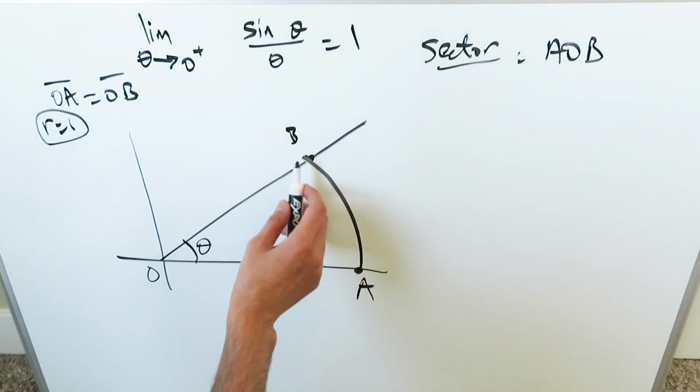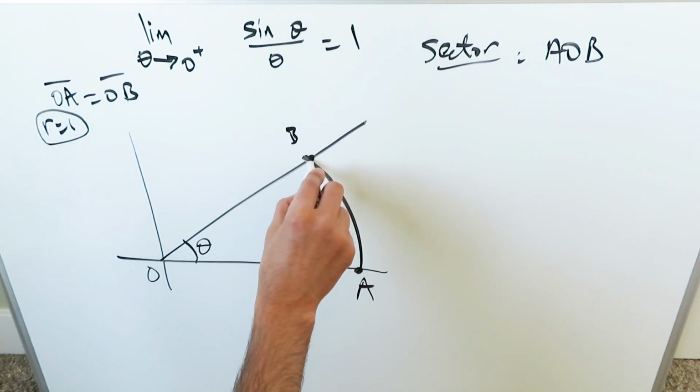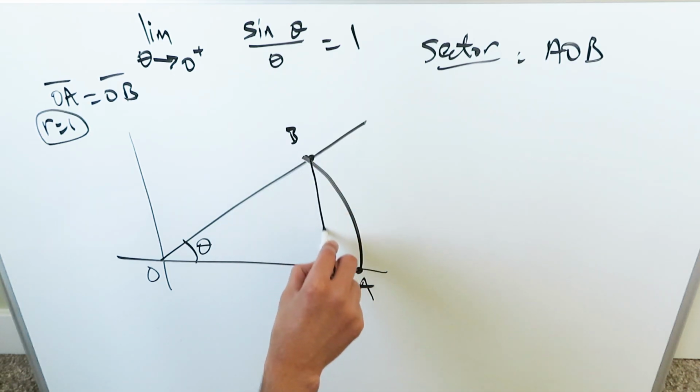What I will do now is, from this point B, demonstrate a straight line down. It's going to be perpendicular to your x-axis.